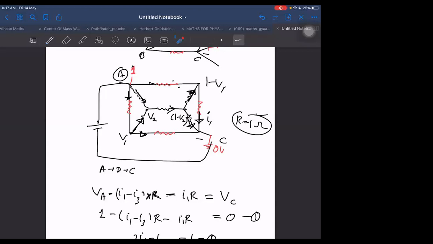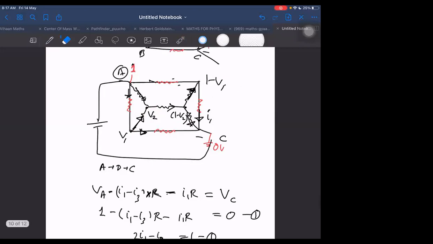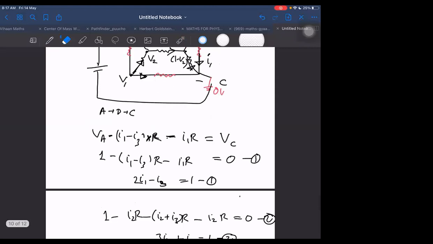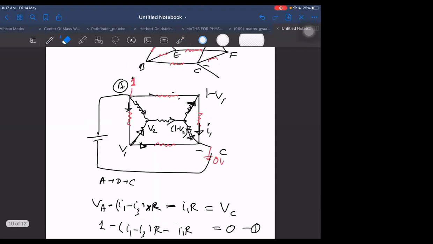Are we needing 2 equations or not? Because there are 2 unknowns, V1 and V2. Its image was here, so I took it as V1 and 1 minus V1. And its image is here, so I took it as V2 and 1 minus V2. Then it is much easier to solve now. Just 2 equations and we get the answer very fast. Try to get it by that method also, please. I'm leaving it as a task for you. It is simple, you can do it.